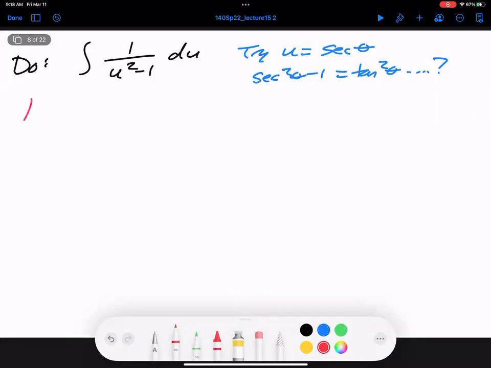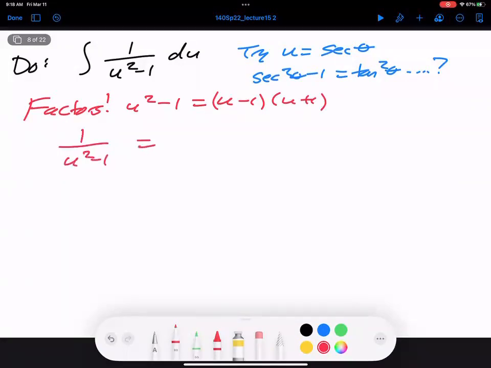Yeah, this factors. u squared minus 1 is (u minus 1)(u plus 1). So we can actually do partial fractions here. 1 over u squared minus 1 would be A over u minus 1 plus B over u plus 1. And this is the power of partial fractions: you reduce a complicated integral to an easier one. You take a high degree, quadratic, and reduce it to a lower degree, linear.